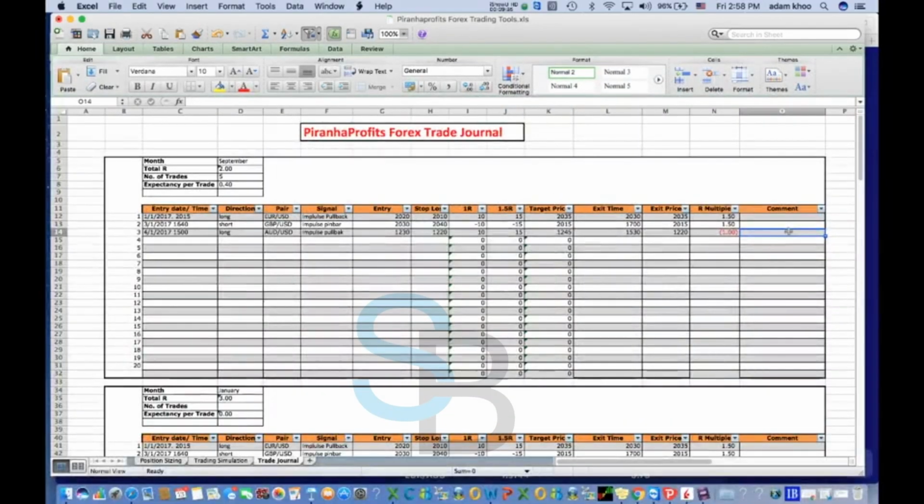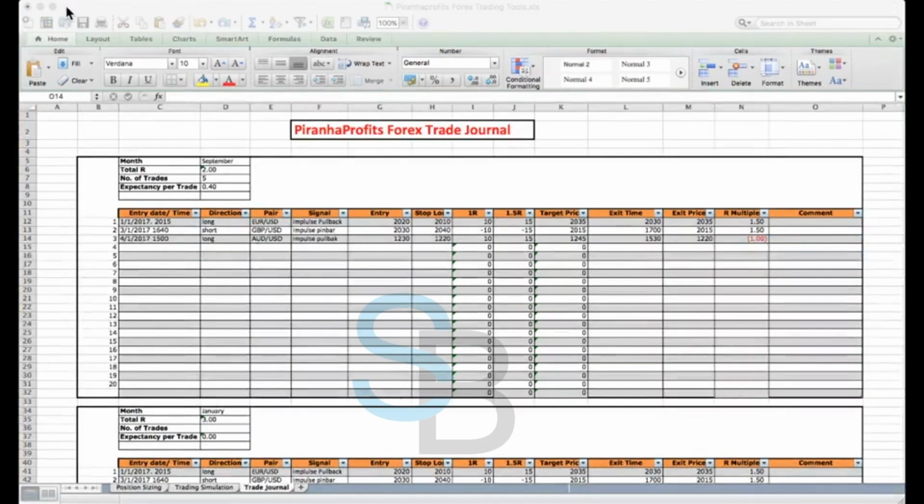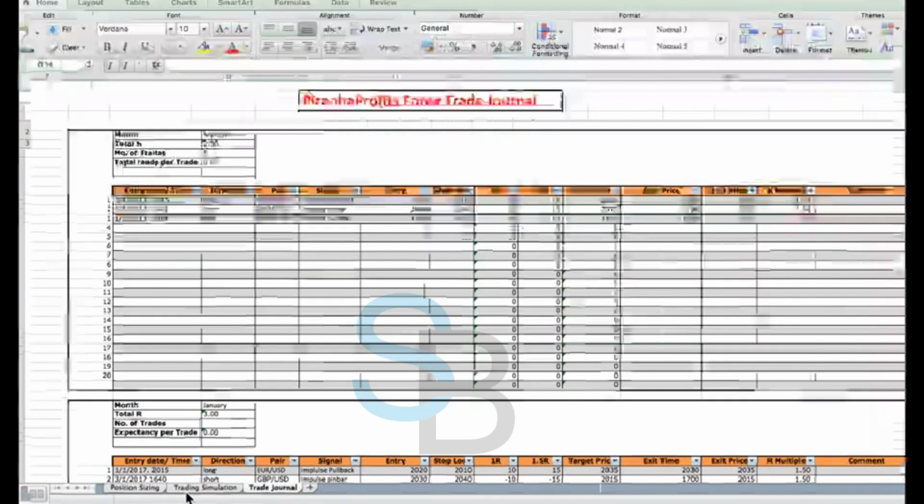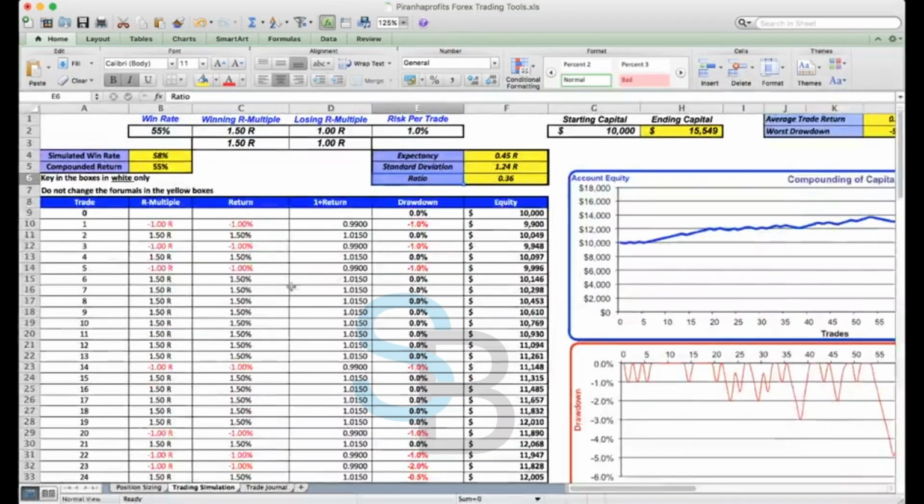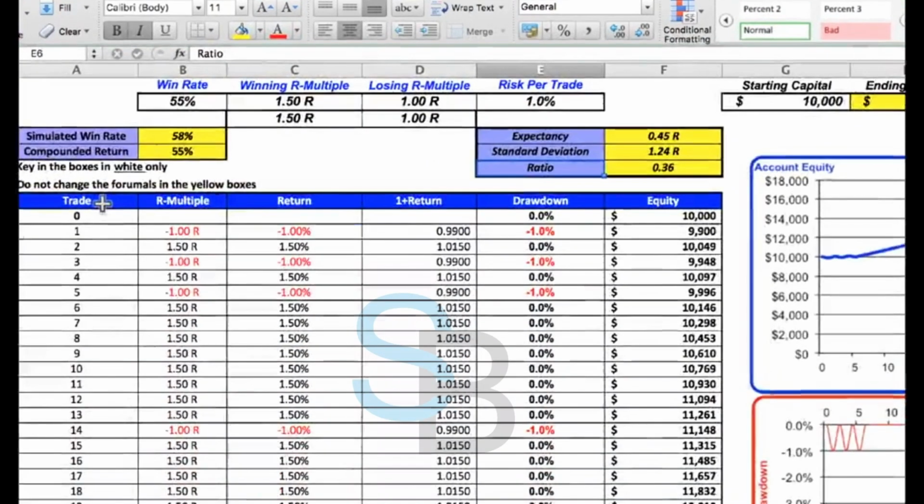Remember, your job is to just follow the rules, and if you do that, I can guarantee you at the end of the month, or sometimes 2 months, you will end up with a positive R multiple. Okay, finally, notice I've also given you this tab that says trading simulation. This is the trading simulation sheet where you can expect what kind of results you will get as you trade.